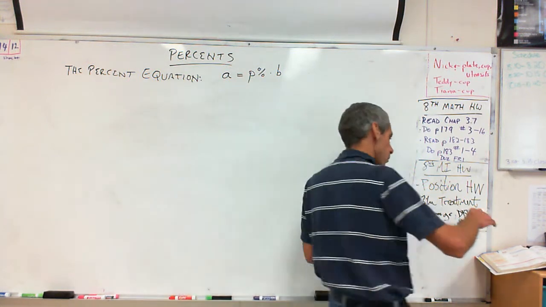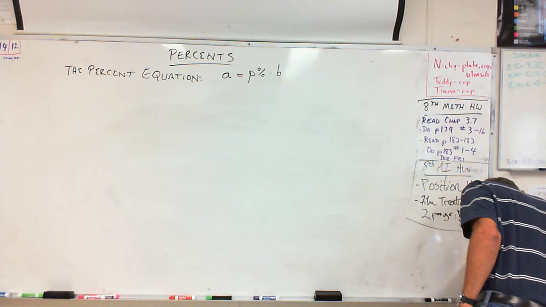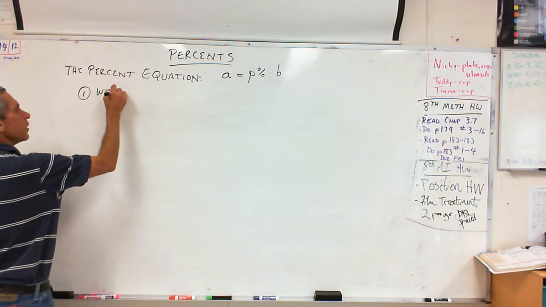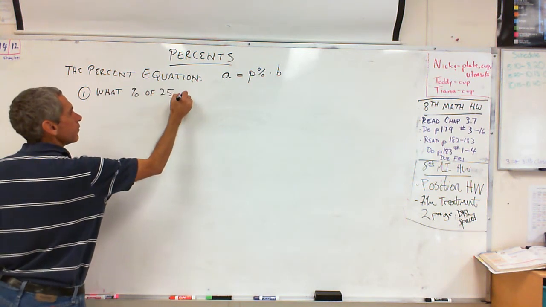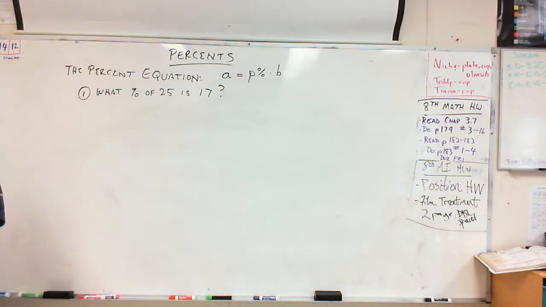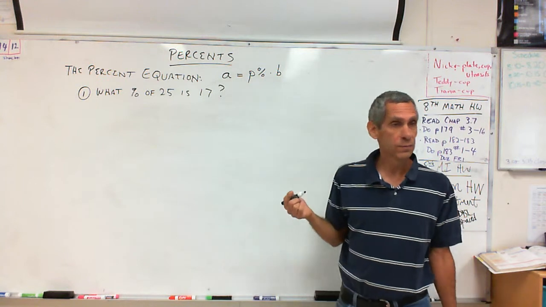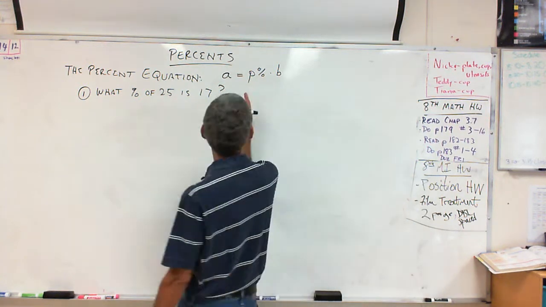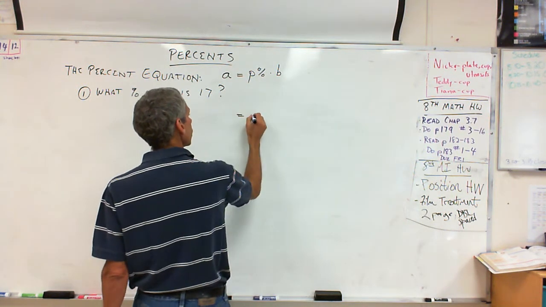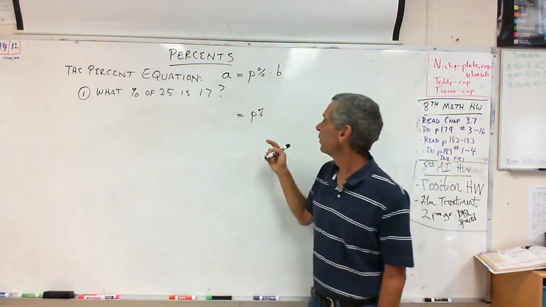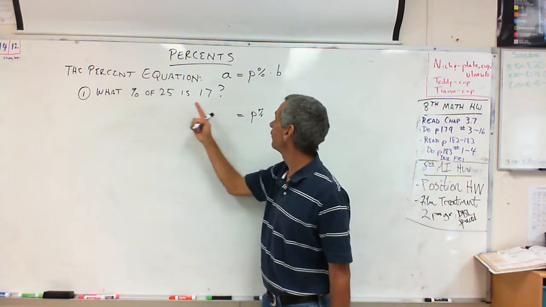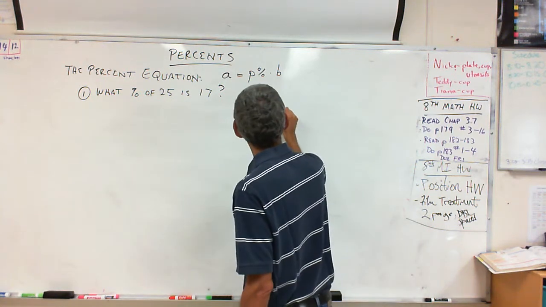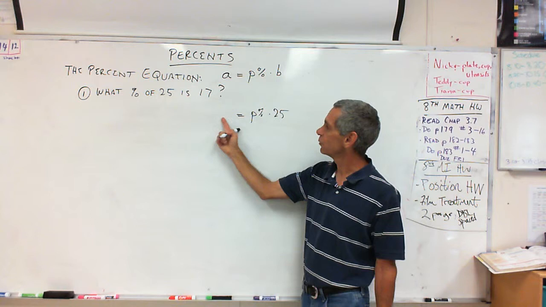So if you have questions like, what percent of 25 is 17? What percent, where would that go in the formula? Where would that go, Merritt? That goes in P, P percent. What percent? So I'm going to have something equals P percent, right? And then it says of 25. Of means times, so that's where 25 goes. Then there's the equal sign, equals 17, so I put my 17 over here.